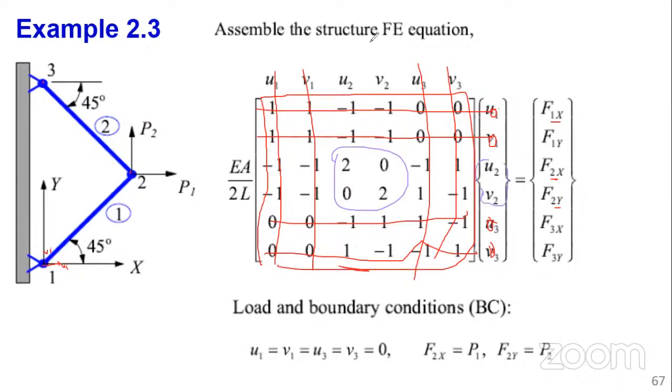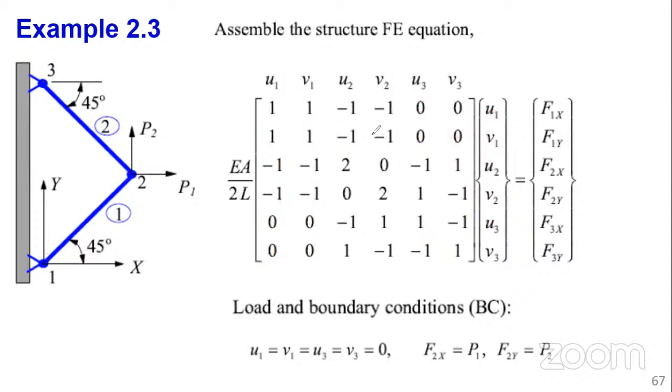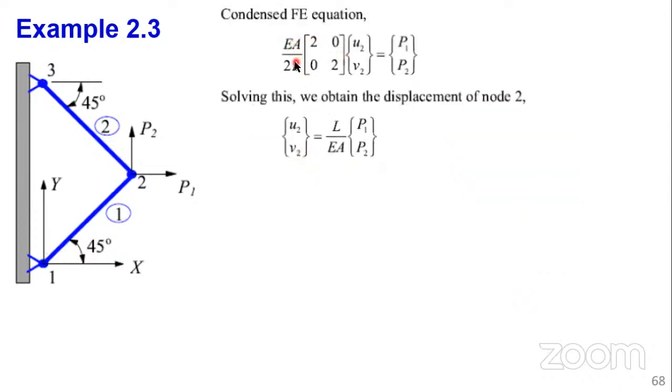And you see our equation now, by just employing the boundary conditions, simplifies to this. E over 2L, and all that. So you can solve this now. This is just a simultaneous equation in two unknowns, U2 and V2. Using the first equation, you can solve for U2. The second equation, you can solve for V2.